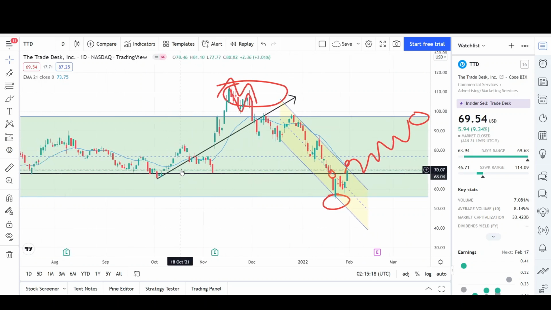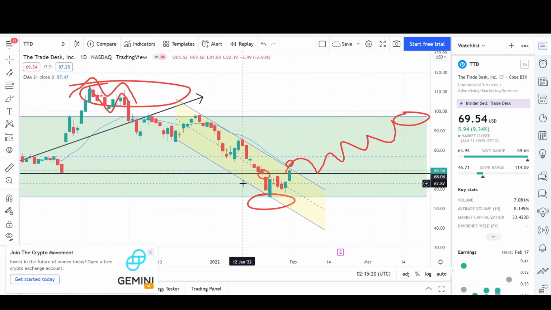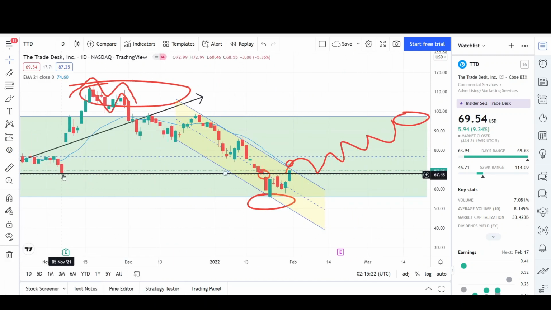$68, $69, $70 level. Doesn't have to be exact. And now we're coming back into previous support, which could turn into resistance. We're pretty close to the EMA, and we're pretty much right near this trend line resistance. So right over here is a crucial point. Are we going to break above it and continue to trend higher like I showed you for the bullish case, or are we going to continue to pull back and drop lower in the market?